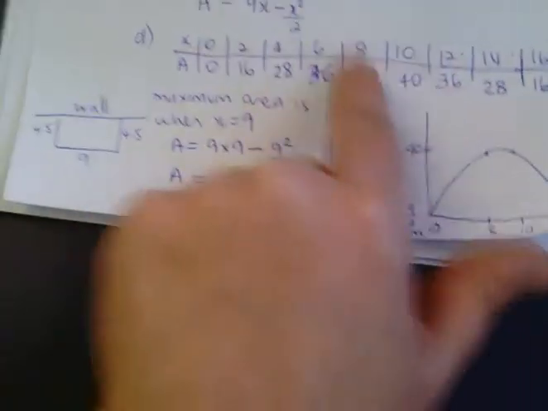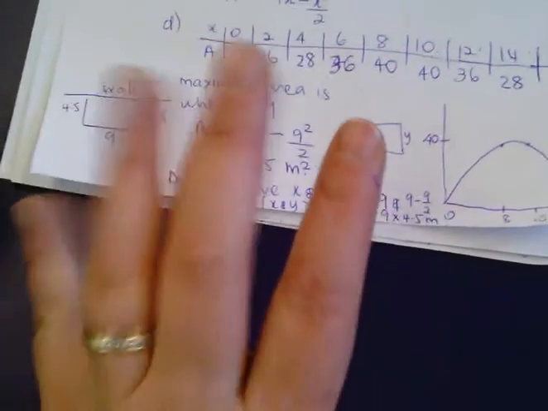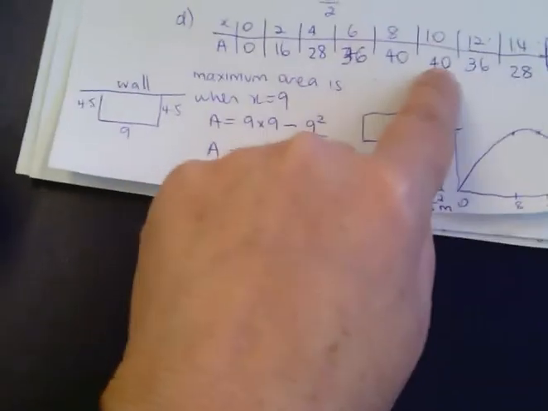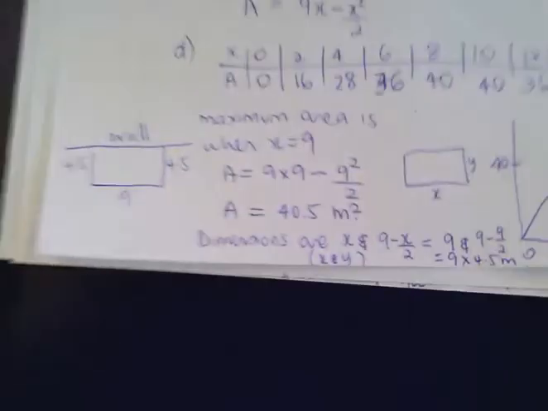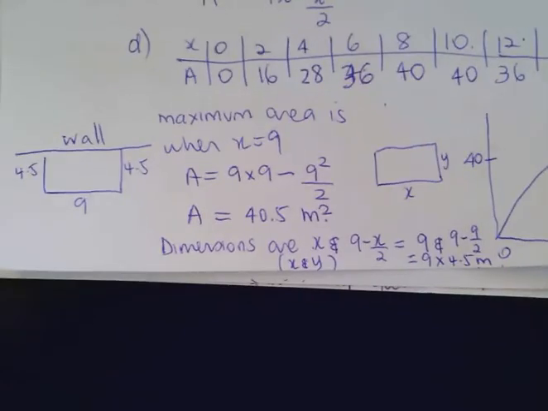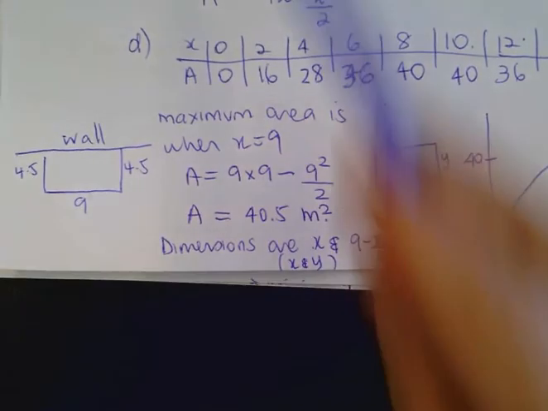Look, you're looking for those 2 middle values. You're looking for the symmetry. Once you've found the symmetry, you know it's halfway between those 2. Do you have to, at the end, write the dimensions? Yes, because it's asking for the dimensions.